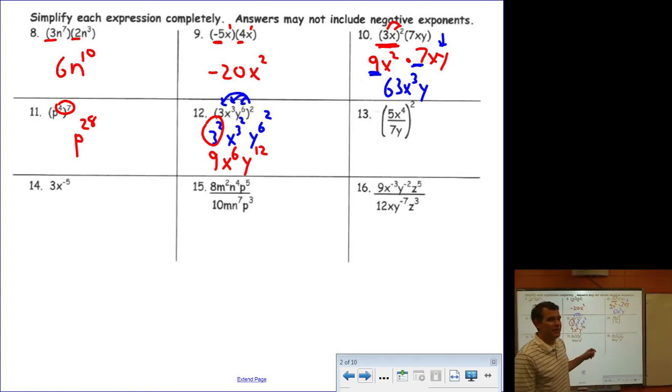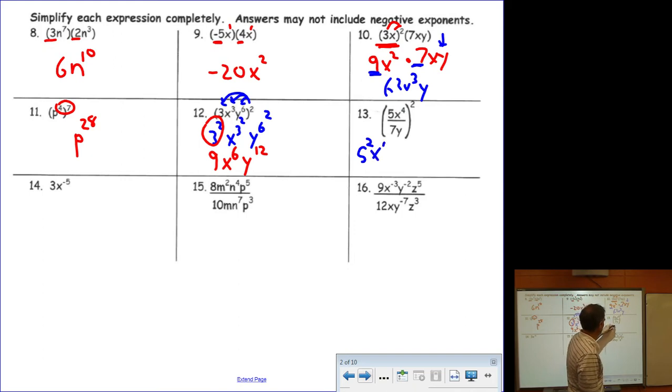Over here we have a quotient in parentheses. So we're going to apply the 2 to each of the 4 things. That gives us 5 to the second power. Oops, I forgot. X to the 4th to the second power, over 7 to the second power, y to the second power.